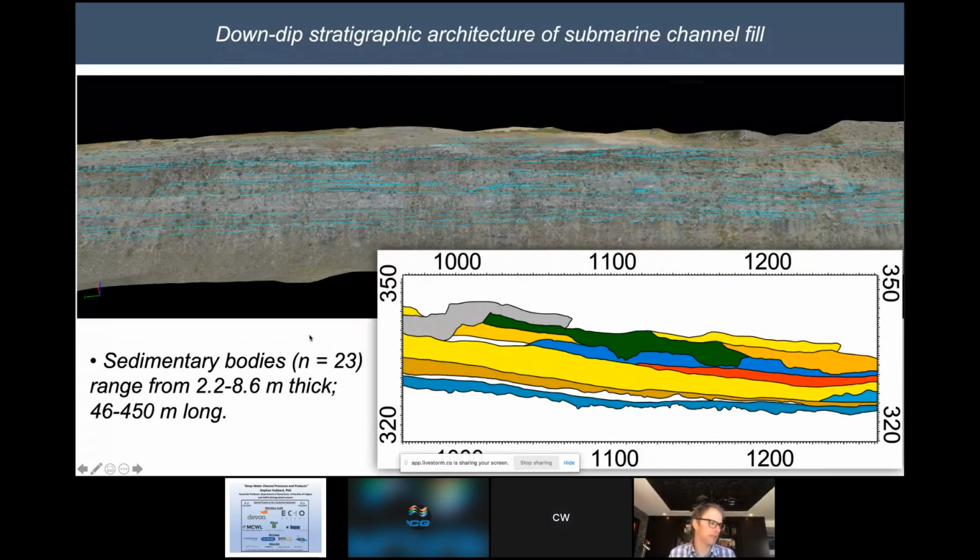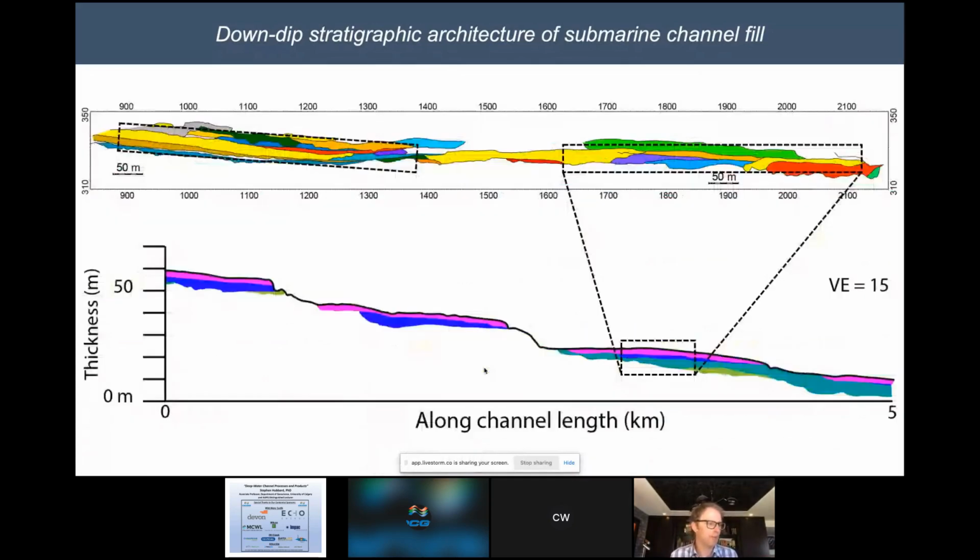When we take measurements along the length of the entire outcrop, we see that the sedimentary bodies, and we measured 23 of them in this outcrop thus far, are generally about 2.2 to 8.6 meters thick, and they're 46 to 450 meters long in that down dip direction. So that's these composite bodies that we map inside of an element. And so we think, all right, how does that compare to what we saw in Butte? Well, the lower part is a stretched out image, the same image we saw in Butte, only stretched out a little bit. You can see that stepping back of all those bodies as the nick points migrated, and to scale.